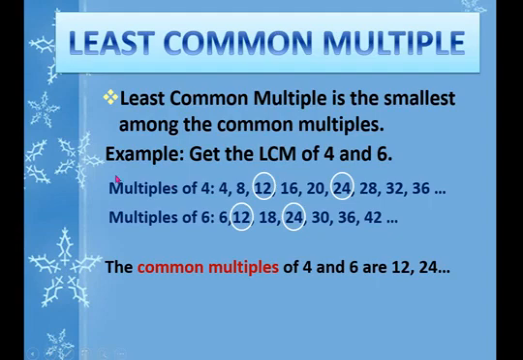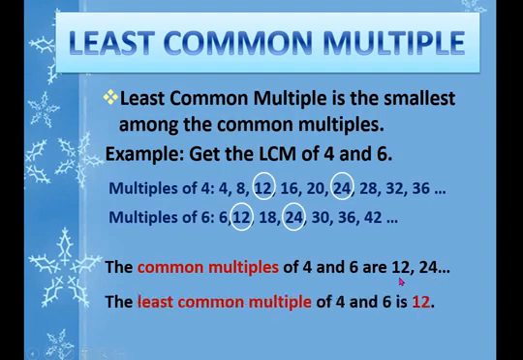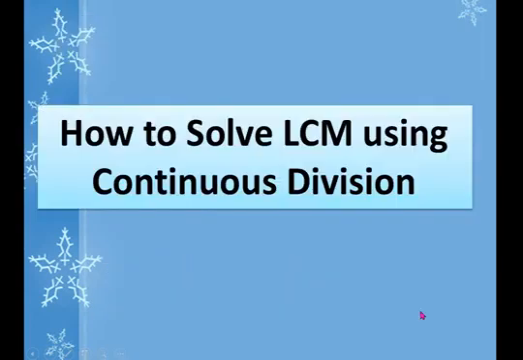In the previous slide, we already discussed the common multiples of 4 and 6. And we found out that they are 12, 24, and so on. So among these common multiples of 4 and 6, the smallest is 12. So the LCM of 4 and 6 is 12. Now, how do we solve LCM using continuous division?